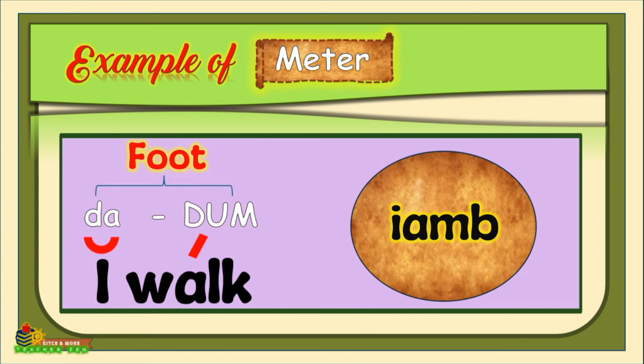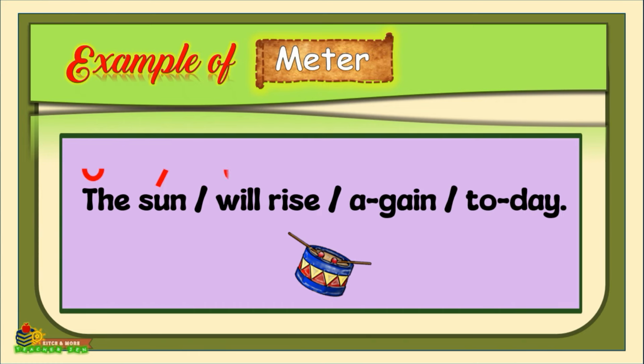Let's try a fun line together. The sun will rise again today. Hear the beat? That's the rhythm created by the meter. Not all poems have a clear or regular rhythm, and that's okay too. Some poets choose to write in free verse, which doesn't follow a strict meter.